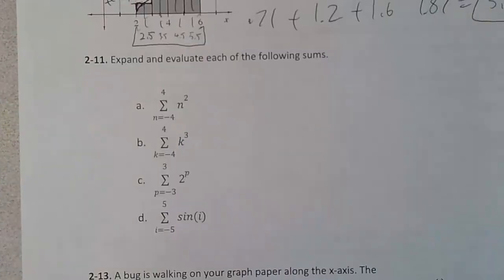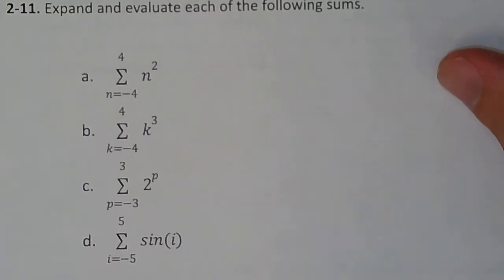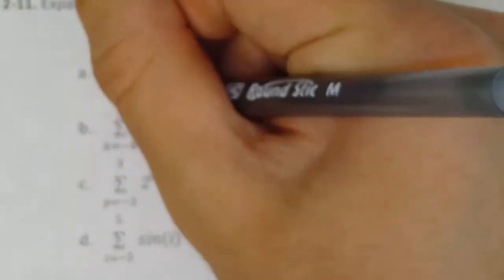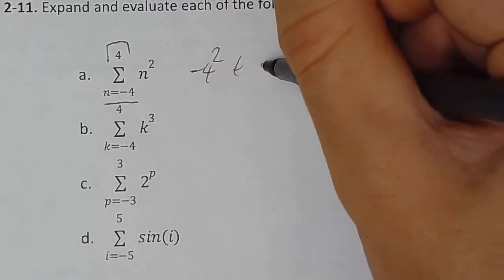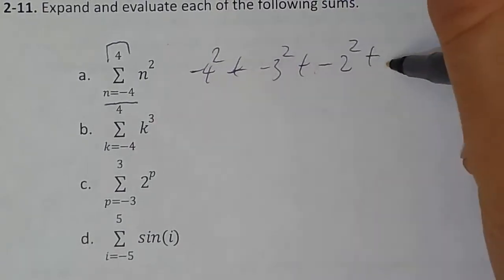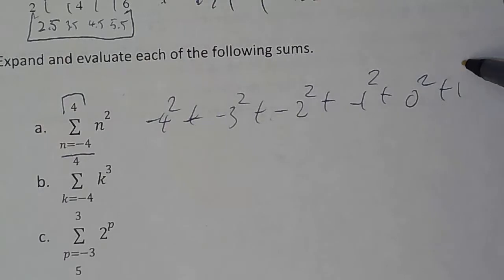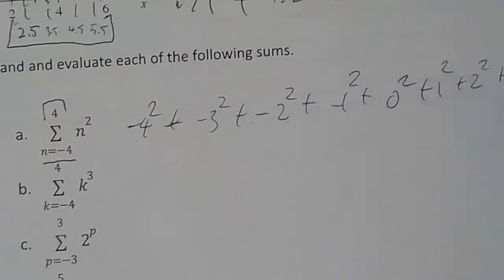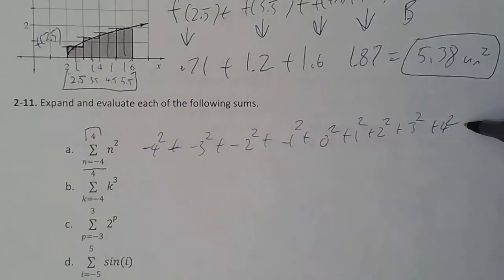Okay, so this is summation. This is from Toolkit 1.3. Expand and evaluate each of the following sums. So again, this is our beginning. This is our end. So you're going to do -4 squared plus -3 squared plus -2 squared plus -1 squared plus 0 squared plus 1 squared plus 2 squared plus 3 squared plus 4 squared. That's it.